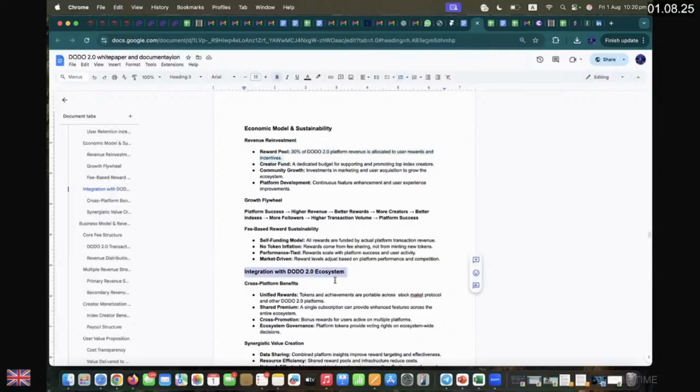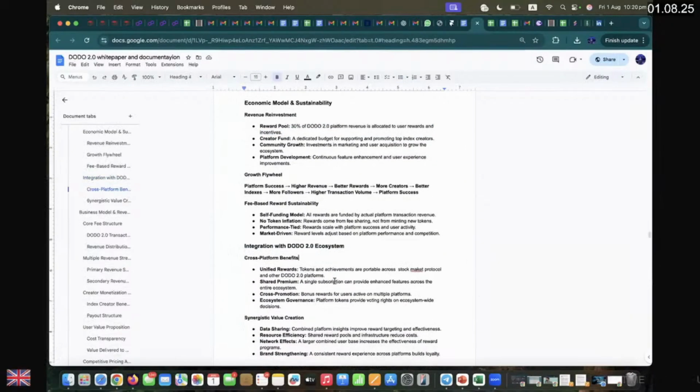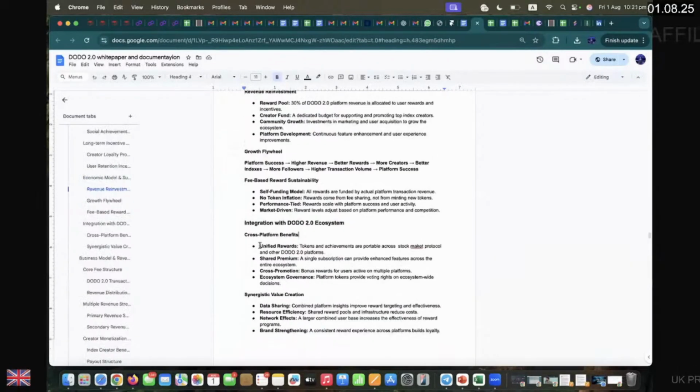Integration with DODO 2.0 ecosystem, what we are bringing in terms of cross-platform benefits, unified rewards: tokens and achievements are portable across stock market protocol and other DODO 2.0 platforms. That means from the stock market protocol, you will be able to move your reward across the platform into the crypto index trading platform. So this will be a unified reward system that will work across both platforms.